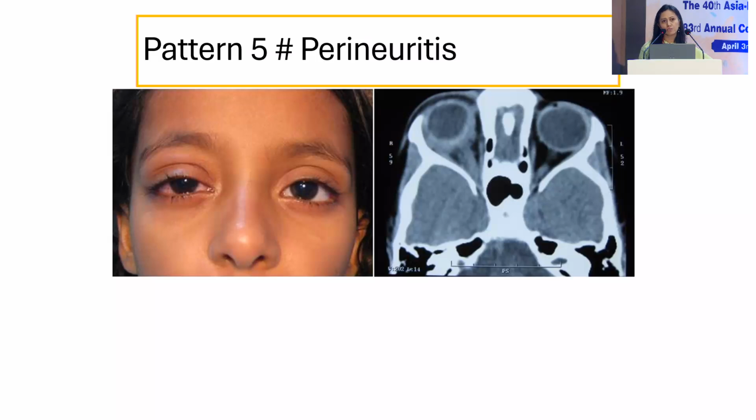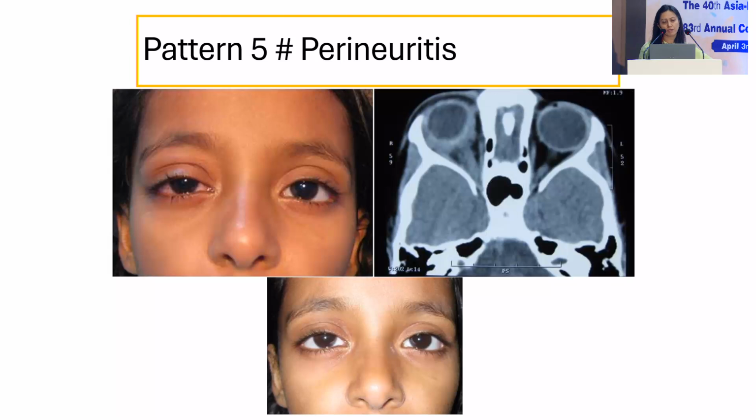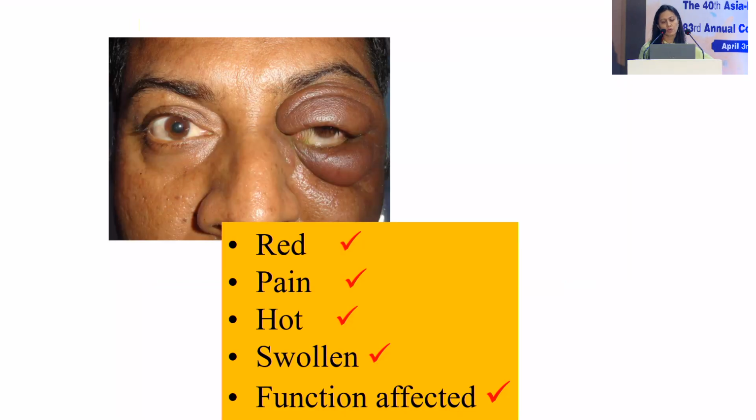The next pattern is the perineuritic, where the inflammation is predominantly limited around the optic nerve, like in this young girl, where we can see a lot of inflammation around the sclera and around the optic nerve. So this is a perineuritic pattern of orbital inflammation. Again, after ruling out any other systemic cause like tuberculosis or other granulomatous or autoimmune disease, steroid remains the treatment of choice.